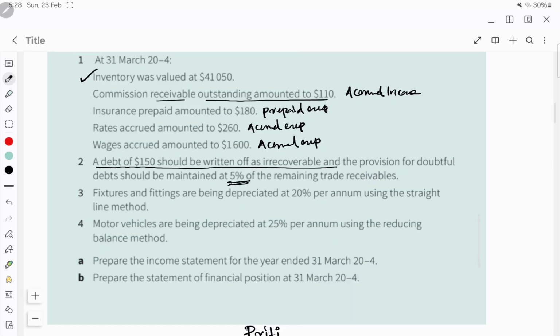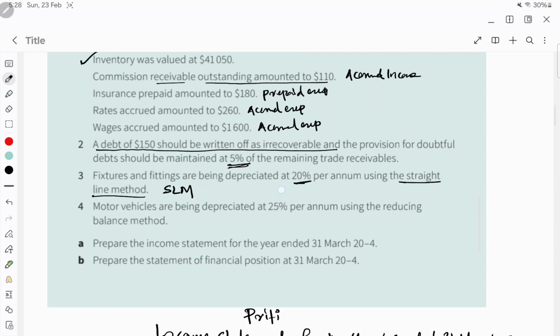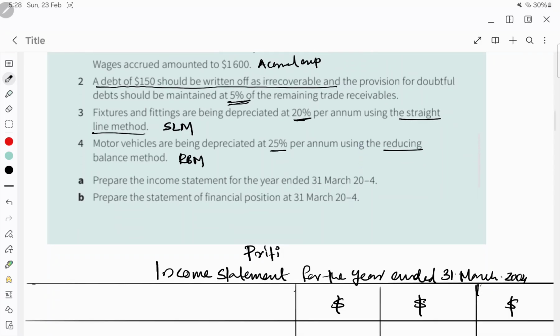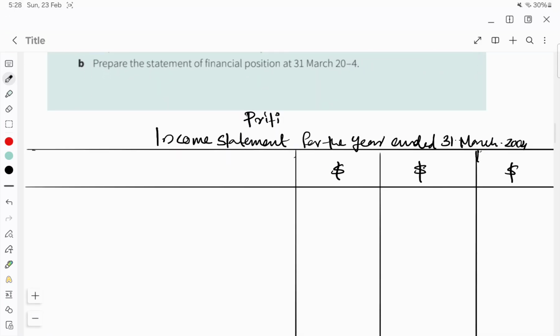Fixtures and fittings are depreciated at 20% using the straight line method. Motor vehicle is depreciated at 25% using the reducing balance method. Prepare the income statement and statement of financial position. So here, see the income statement. We will start with the trading section.